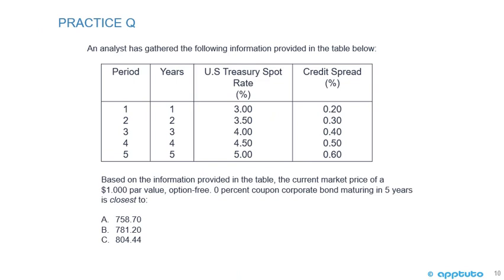An analyst has gathered the following information provided in the table below. We've got the period in years, the U.S. Treasury spot rate, and the credit spread. Based on the information provided in the table, the current market price of a $1,000 par value option-free 0% coupon corporate bond maturing in 5 years is closest to: A, $758.70; B, $781.20; or C, $804.44.